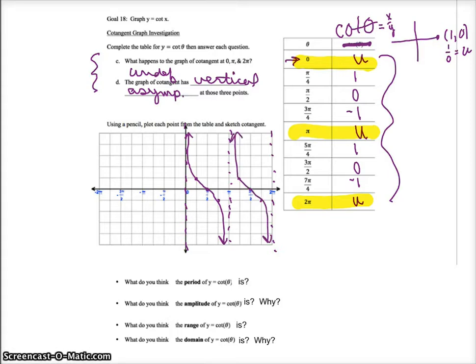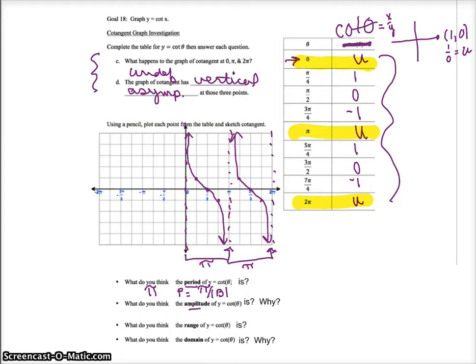So what do you think the period of cotangent is? It's pretty simple to see here. We have asymptotes that are at 0 and pi, and 2 pi. So the asymptotes are always pi radians apart. So this function repeats every pi radians. Cotangent has a period of pi. So just like tangent, the formula for period is pi over the absolute value of b.